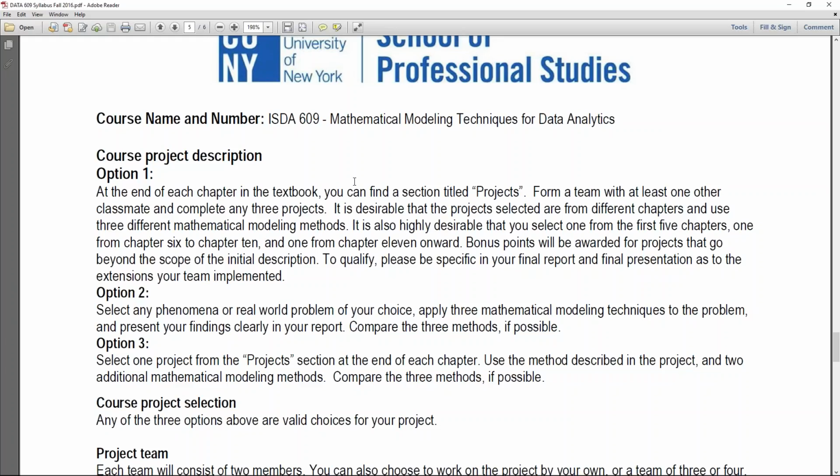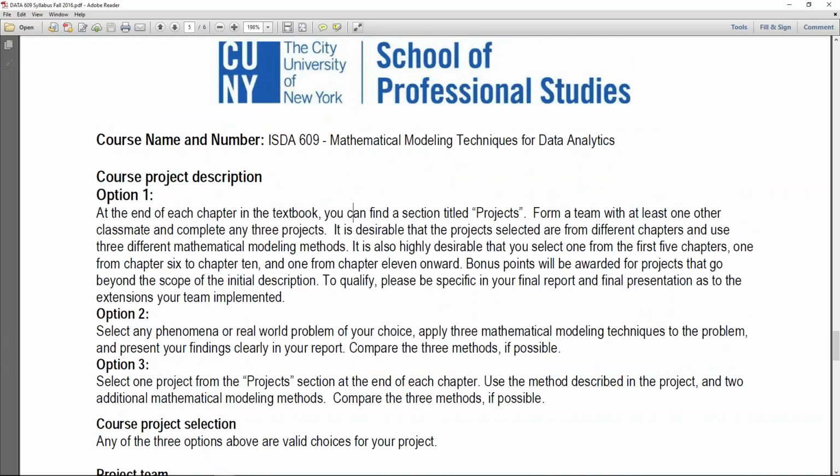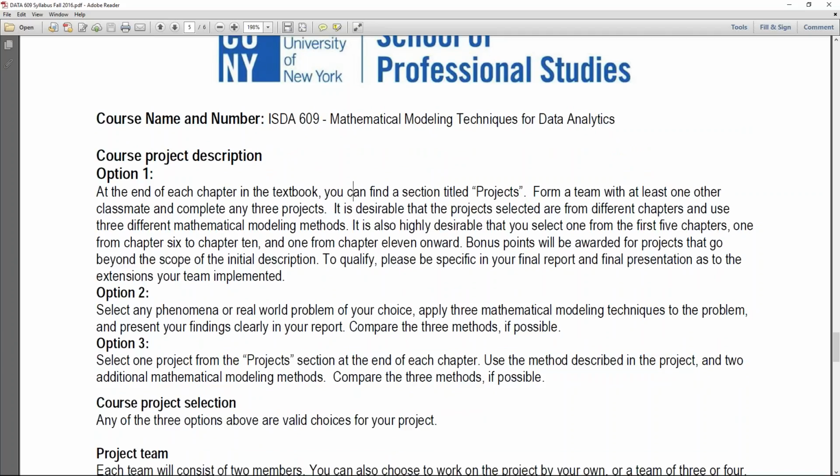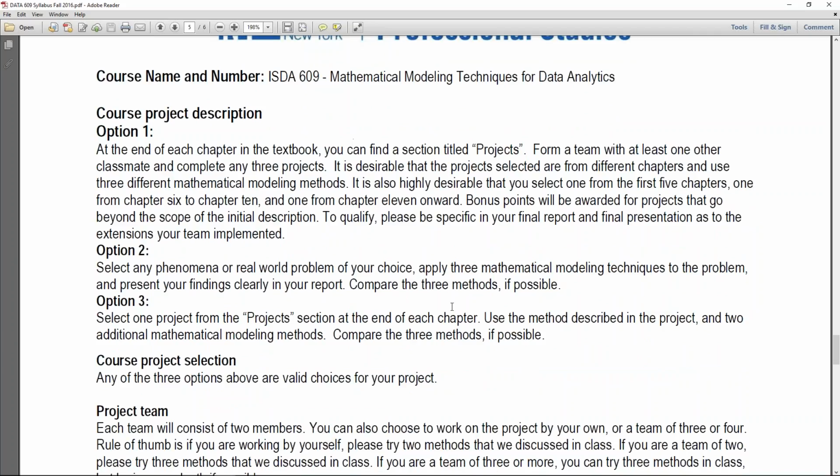Okay. Yes, let's continue with the project description. You can see here, we have three options in terms of project.